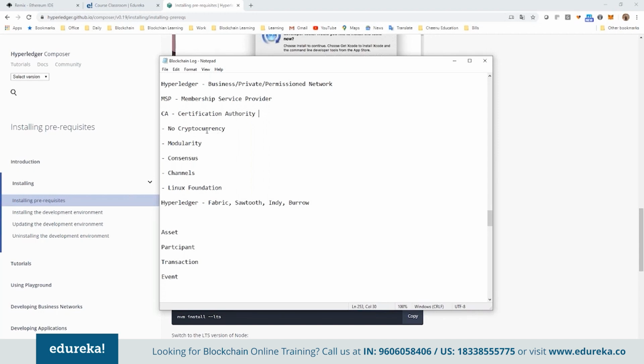One of the key differentiators from Ethereum and Bitcoin is that there is no cryptocurrency in Hyperledger. So there is no concept of cryptocurrency. There is no transaction, no gas, no ether, nothing of that sort in Hyperledger. Even if you want to create one, it is not easy to incorporate the cryptocurrency.